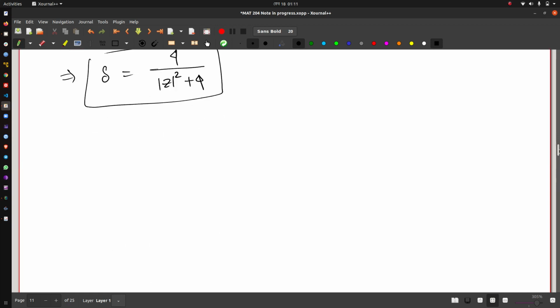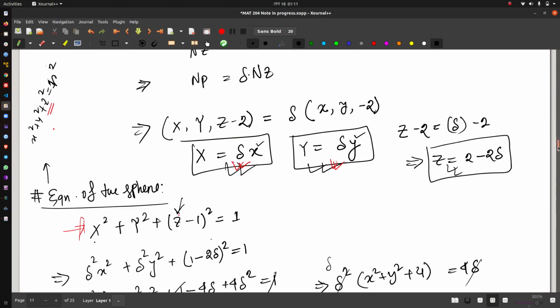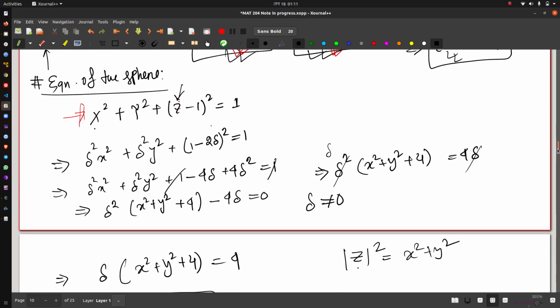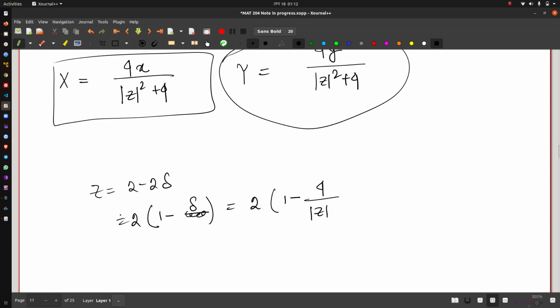Now we can put this delta back, and we can recover that capital X would be 4x divided by modulus of z squared plus 4. You can also keep it in terms of x and y, it really doesn't matter. Capital Y would be this delta thing, that means 4 times small y over modulus of z squared plus 4, and you have the delta, so you also know the z coordinate as well. So what was Z? Z was 2 minus 2 delta. You can factor this out. There is this delta, now you put the values of delta, so it would be 2 times 1 minus 4 over modulus of z squared plus 4, and you can simplify from here.